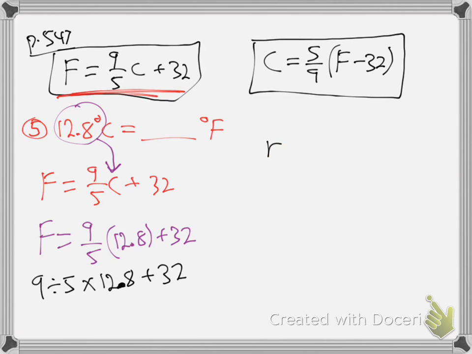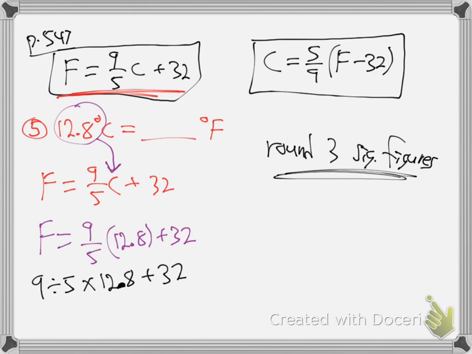Oh, by the way, it says round to 3 significant figures. So the author just told us, Ms. Bezzera-Nader, to round to 3 significant figures. So, let me see what we get here. 9 divided by 5 times 12.8 plus 32. I'm getting 55.04. I haven't rounded it yet, though. Did you get that? See if you can get that.